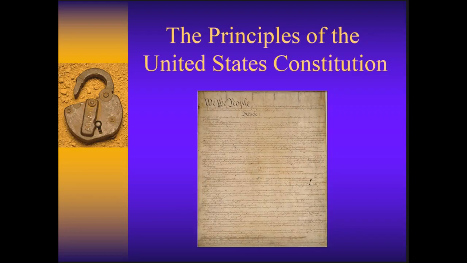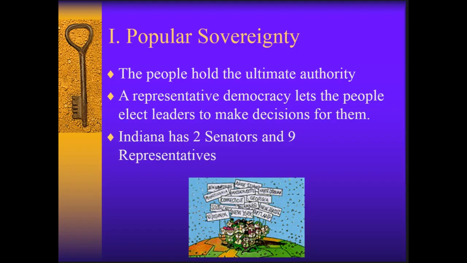All right, so now we're going to go through the 6 principles of the United States Constitution. And again, remember, these aren't necessarily printed or written within the Constitution, but these are the concepts that continually show themselves throughout the document. So first of all, let's talk a little bit about popular sovereignty.